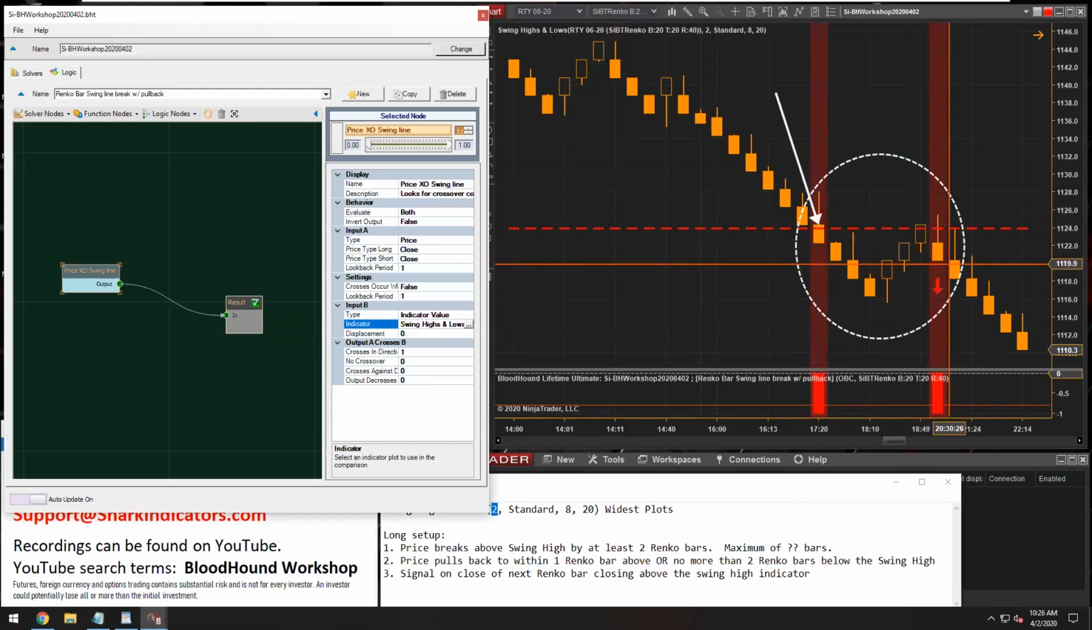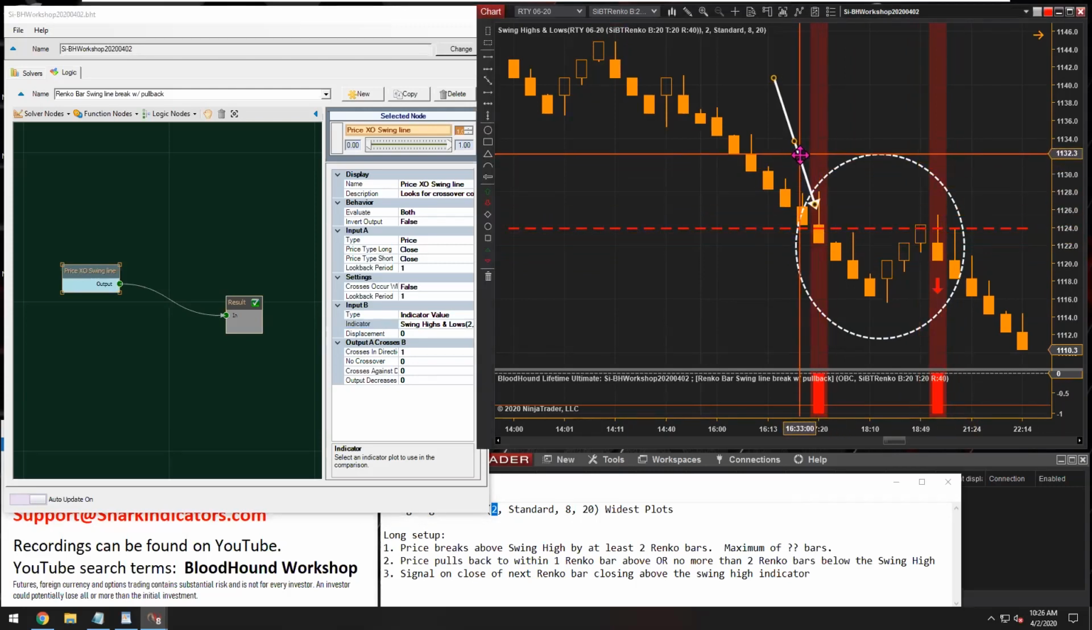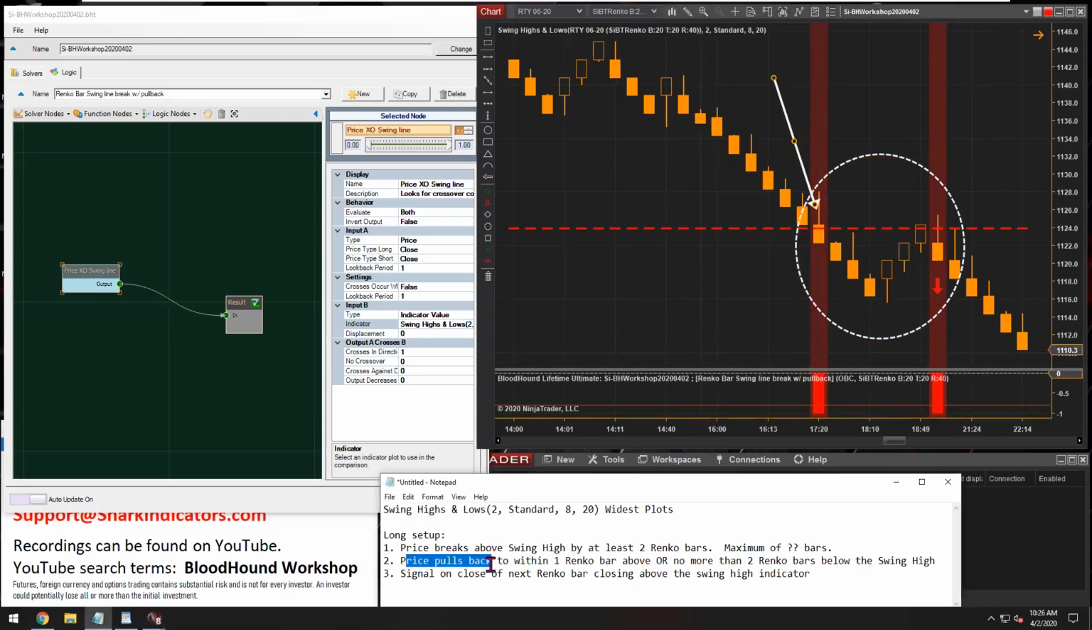Great. So the second one is going to have to be ignored. What we need from this is the first one here, right? The second one will basically be ignored because rule number 2 says that price can pull back to within 1 Renko bar just before. So 1 Renko bar before qualifies. In other words, we may not always get this crossover. So we're just going to ignore this second crossover signal there.